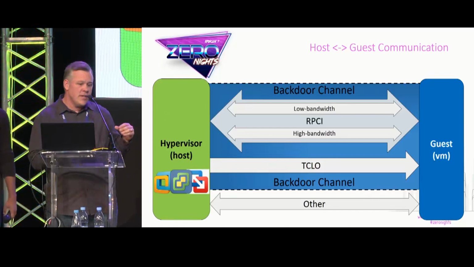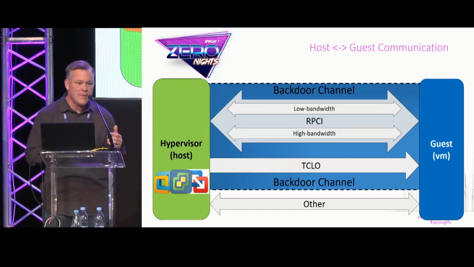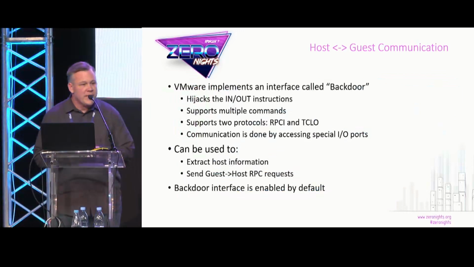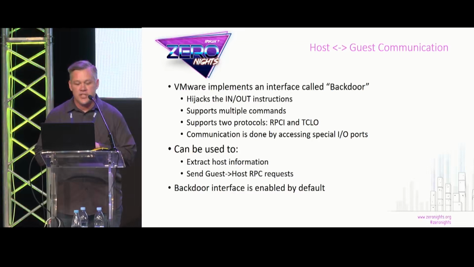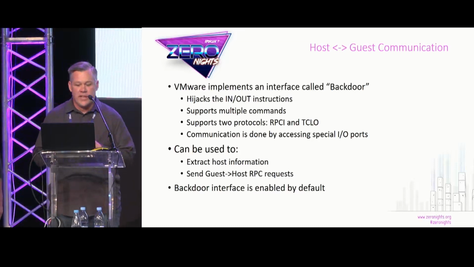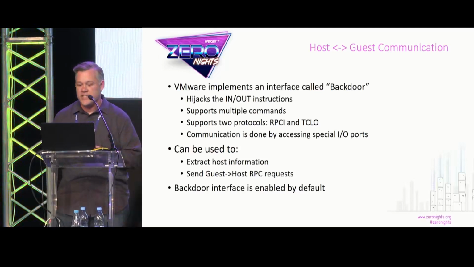There are two modes of communication with that: the low bandwidth mode for transferring small amounts of data, and the high bandwidth mode for transferring large amounts of data back and forth. Specifically, VMware hijacks the in and out instructions and uses them for transferring data between the layers. There are a lot of commands available, and it can be used to extract information from the host, and also to send guest-to-host RPC requests.